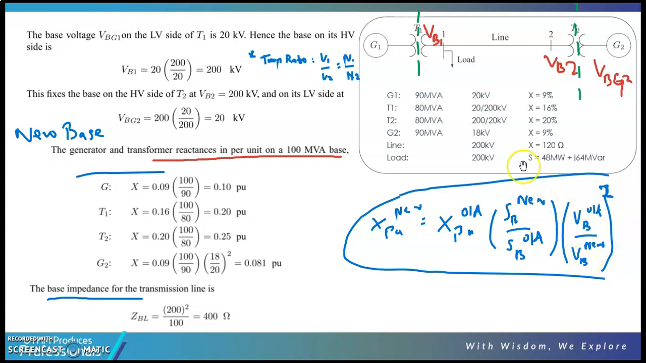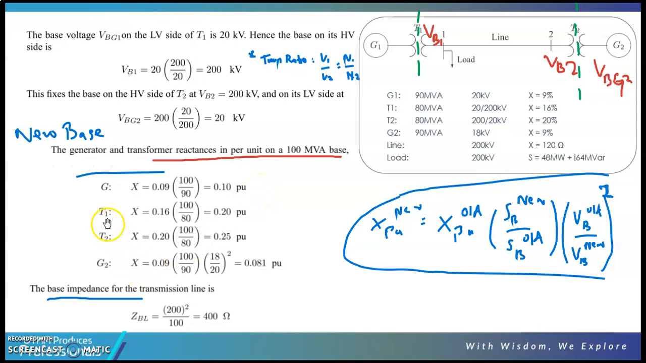V base old equal to 20 kilovolt. V base new at the generator side equal to this one, 20 kilovolt. Okay, 20 over 20 equal to 1. So 1 squared equal to 1. So then you can calculate X per unit new for generator 1.